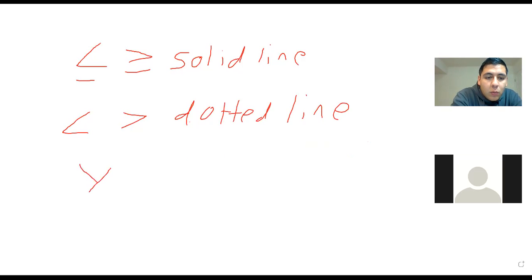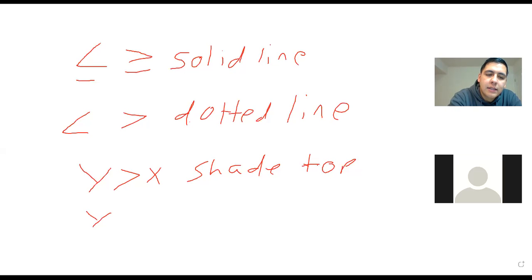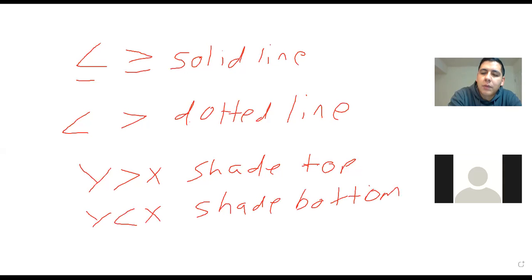And then we've got y. When we compare them, if we see that y is greater than x, then we need to shade the top part of the line, right? And if y is less than x, then we need to shade the bottom. Again, this is all review from Algebra 1. I don't know if you guys remember that we did a little mini treasure hunt with the classroom.